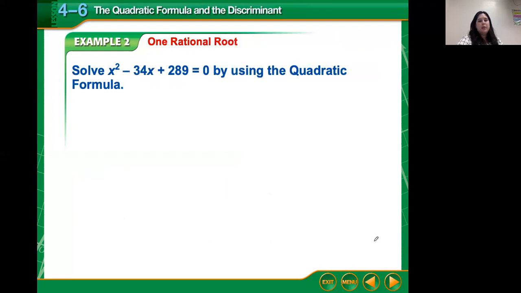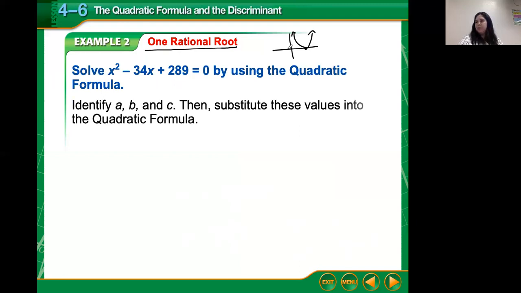And take a look at example 2. We're going to go ahead and solve x squared minus 34x plus 289 equals 0 using the quadratic formula. We're going to have one rational root. What that really means is that when we were to graph this, we'd only touch once, and our vertex would be on the x-axis. So it's either going to open up or down based on your a value. But let's go ahead and take a look here.